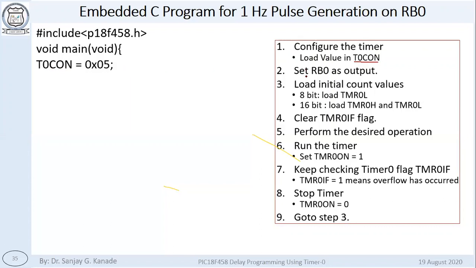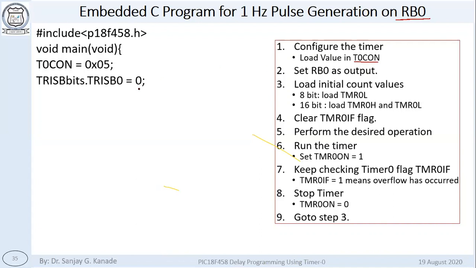Second thing, set RB0 as output. Why RB0? Because we are generating the 1 Hz pulse on RB0, right? RB0 means bit 0 of port B. So how to do this? To set RB0 as output, we need to set the corresponding bit of the TRIS register as 0, means the TRISB register's bit 0 as 0.